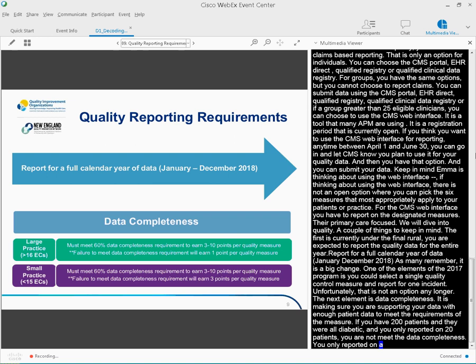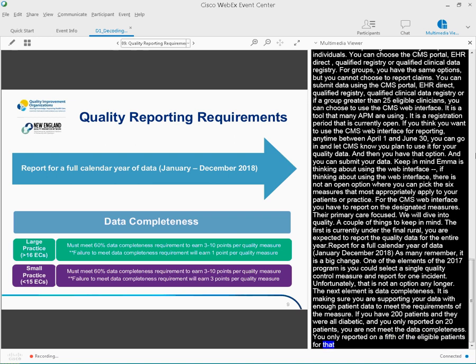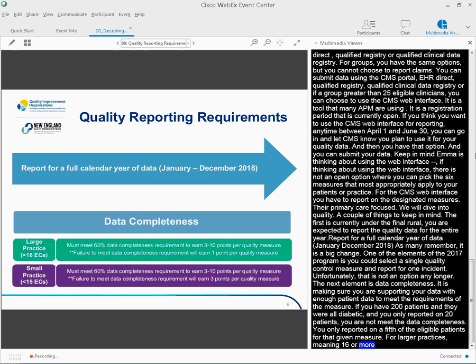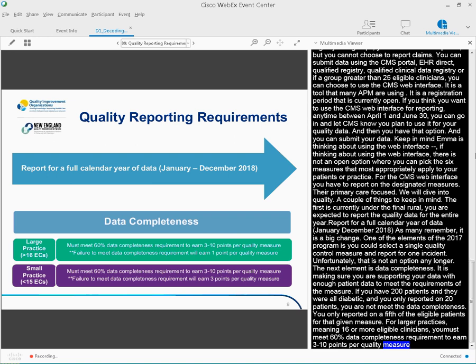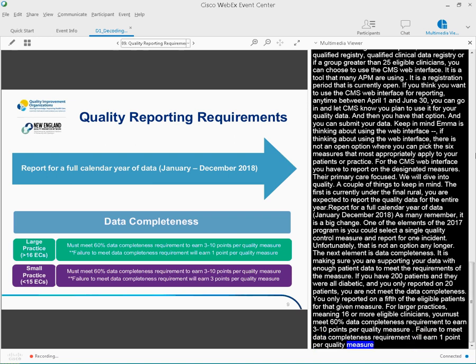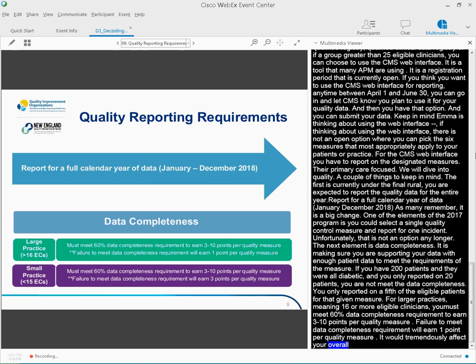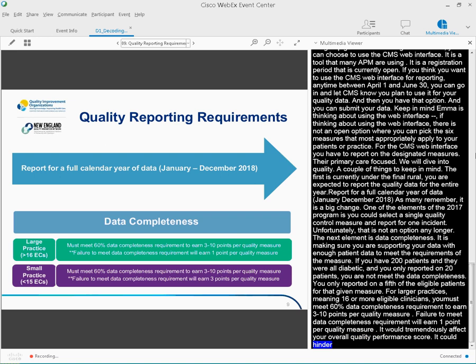For larger practices, so those are practices with 16 or more eligible clinicians, you must meet 60% data completeness in order to earn 3 to 10 points per quality measure. If you fail to meet that 60% data completeness requirement, you'll be capped at 1 point per quality measure. As you can imagine, being capped at 1 point would tremendously affect your overall quality performance score and really hinder your ability to get to that high 70-plus MIPS score to earn that exceptional performer bonus.